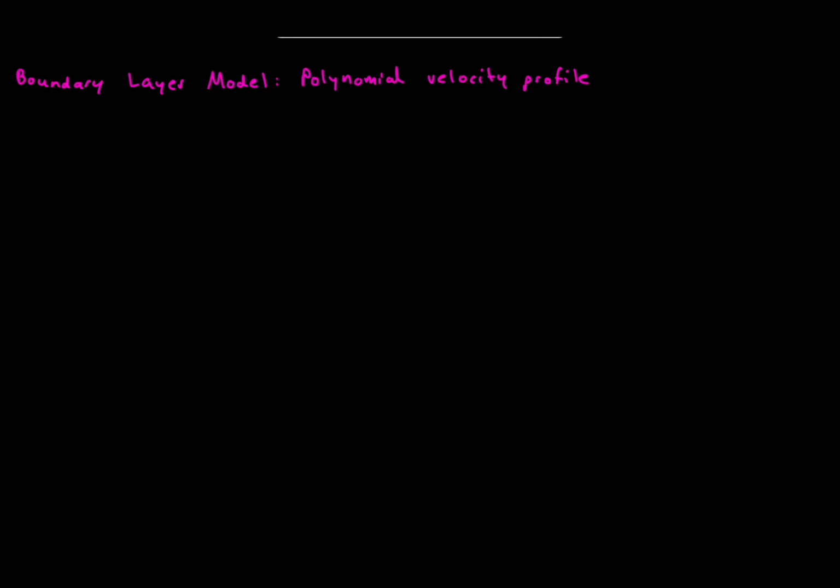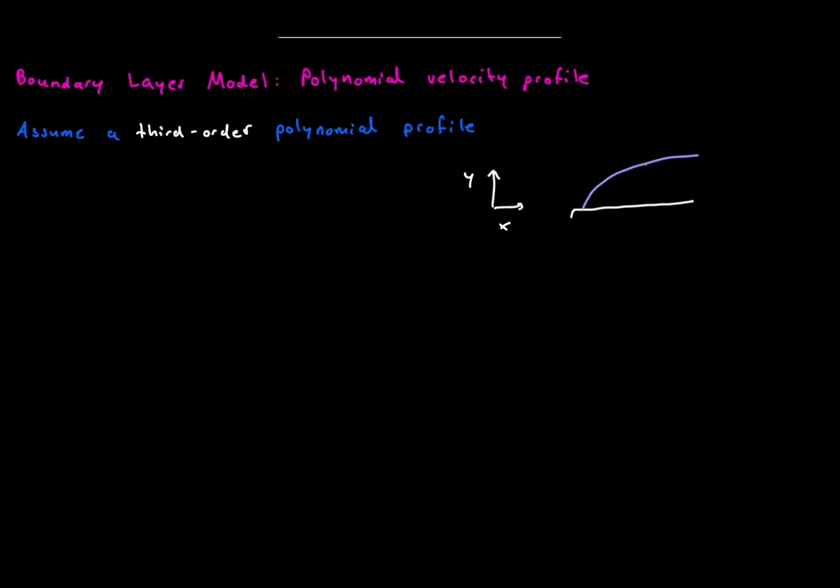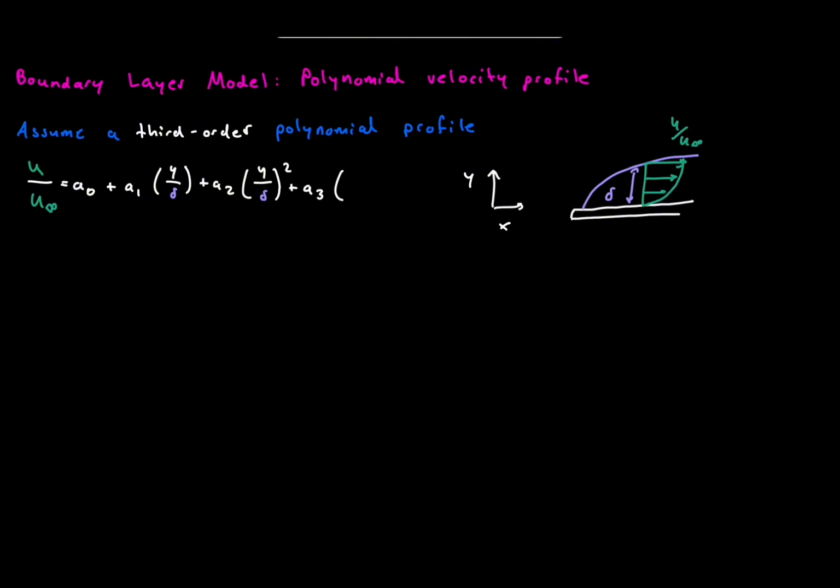So in this video, we improve our model by using a polynomial velocity profile. We assume that the velocity inside the boundary layer can be written as a third-order polynomial in the normalized coordinate y over delta. So we write u divided by u infinity equals coefficient 0 plus coefficient 1 times y over delta plus coefficient 2 times (y over delta) squared plus coefficient 3 times (y over delta) cubed. Our goal is to determine these coefficients using physical boundary conditions.